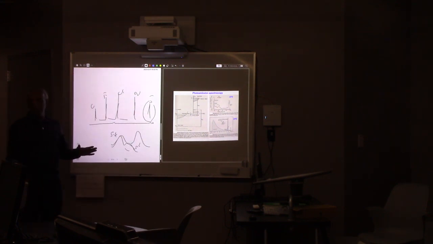Very easy technique, right? But the only problem is this has to be done at very low pressure, like 10 to the power minus 10 torr.